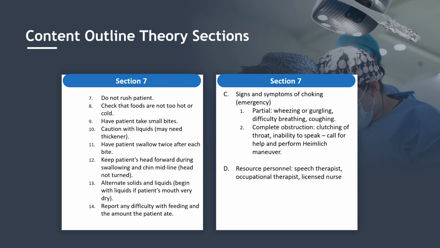Signs and symptoms of a choking emergency. Partial: wheezing or gurgling, difficulty breathing or coughing. Complete obstruction: clutching of throat, inability to speak. Call for help and perform the Heimlich maneuver. Resource personnel are speech therapists, occupational therapists, and the licensed nurse.